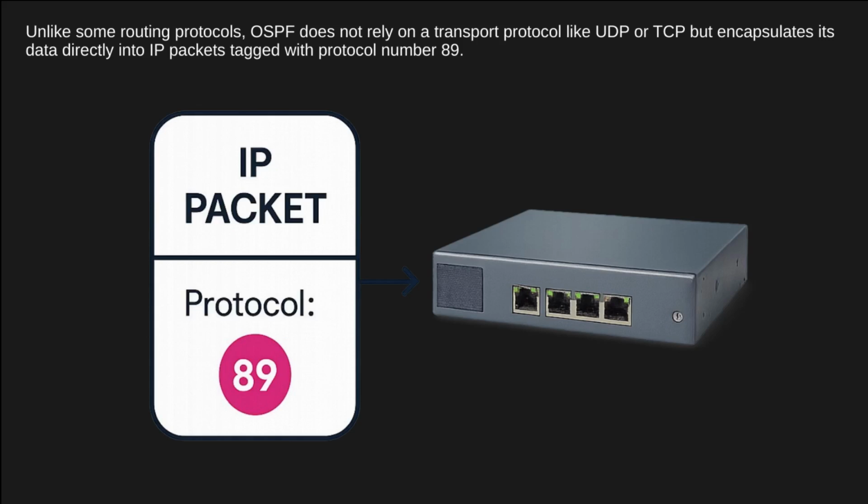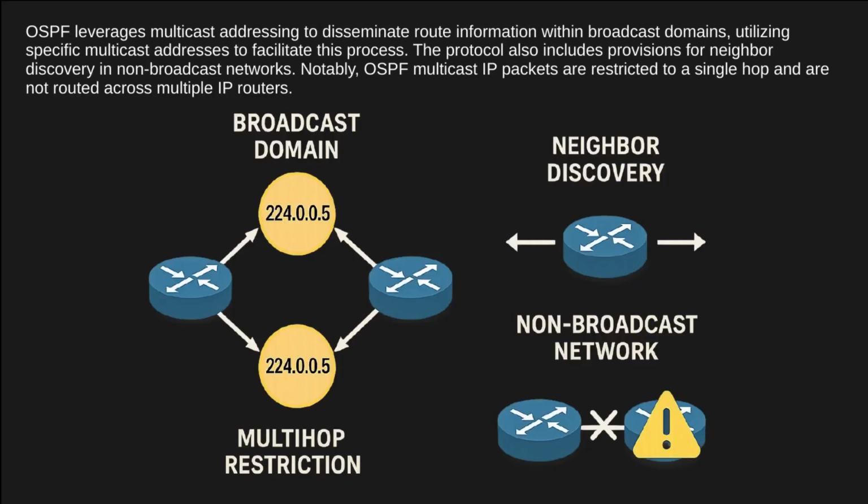Unlike some routing protocols, OSPF does not rely on a transport protocol like UDP or TCP, but encapsulates its data directly into IP packets tagged with protocol number 89. OSPF leverages multicast addressing to disseminate route information within broadcast domains, utilizing specific multicast addresses to facilitate this process. The protocol also includes provisions for neighbor discovery in non-broadcast networks. Notably, OSPF multicast IP packets are restricted to a single hop and are not routed across multiple IP routers.